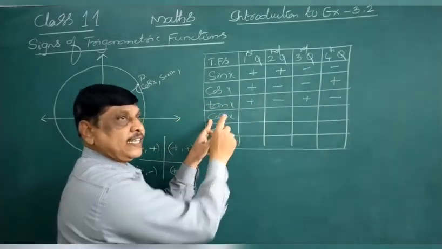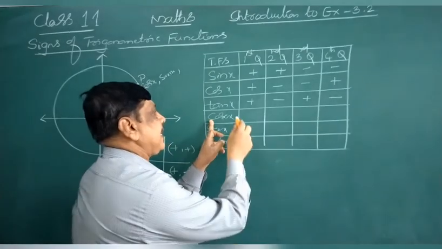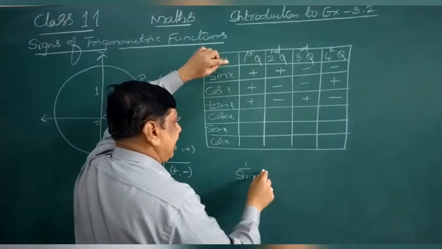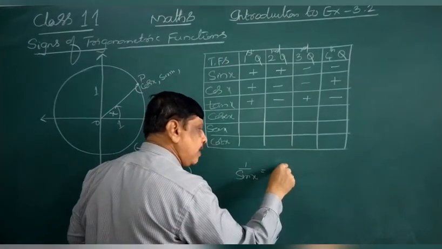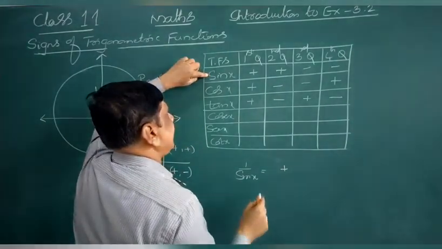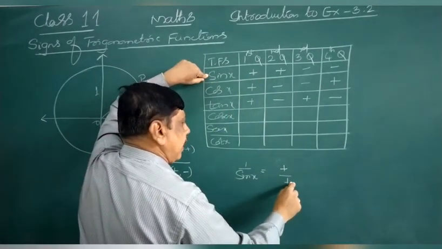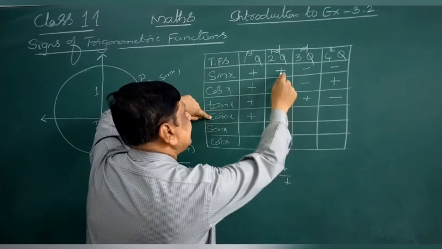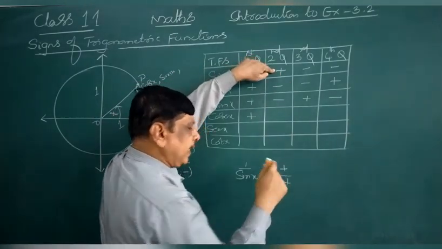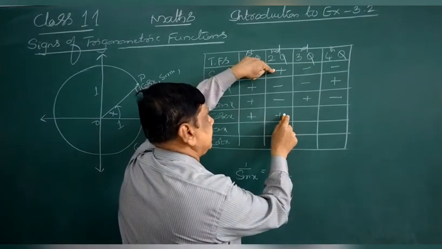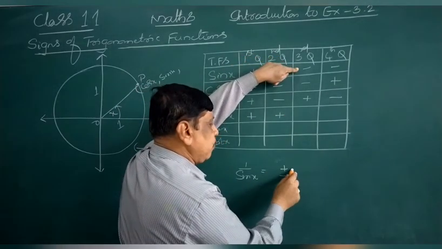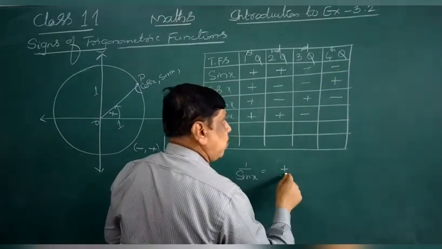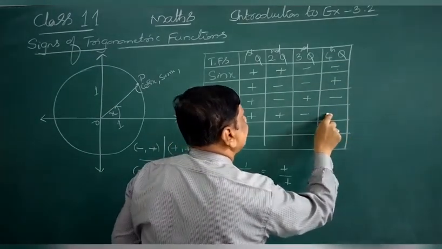Next we find cosecant x. Cosecant x is the reciprocal of sin x. So cosecant has the same sign as sin x. Sin x is positive in the first quadrant, therefore cosecant is positive. In the second quadrant, the numerator is always positive, plus by plus is plus. In the third quadrant, the numerator is plus, divided by minus is minus. In the fourth quadrant, the numerator is always positive, plus by minus is minus.